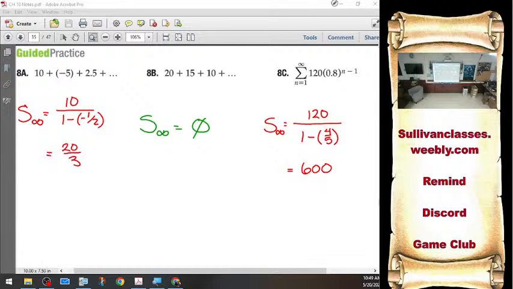Remember what I said? Not only do you have to see if your common ratio is legal, you have to see if there even is a common ratio. 15 over 20 and 10 over 15 are not the same thing. 8b is not a geometric series. What is it? It is an arithmetic series.